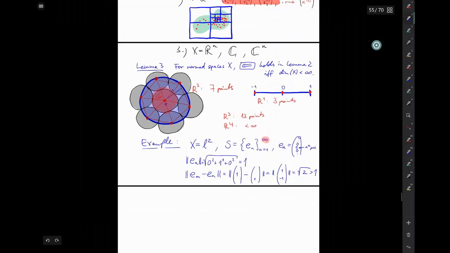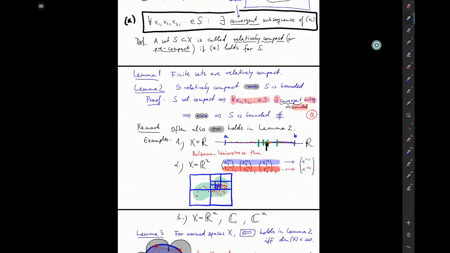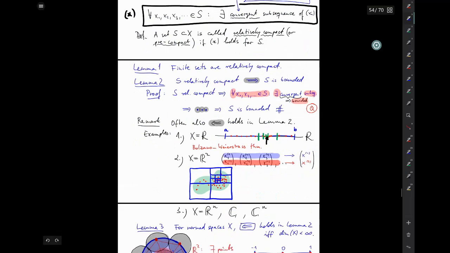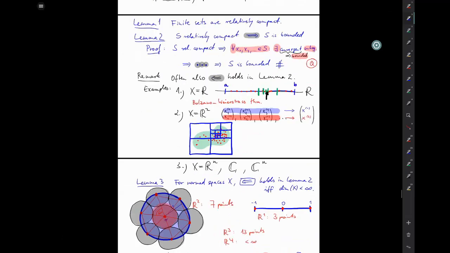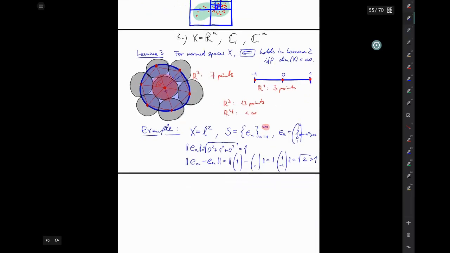Okay, so much about relatively compact sets. Every finite set is relatively compact. Every relatively compact set is bounded. In finite dimensional normed spaces, also every bounded set is relatively compact. So in this world, the two words just mean the same, but not in infinite dimensional spaces. There they are different.